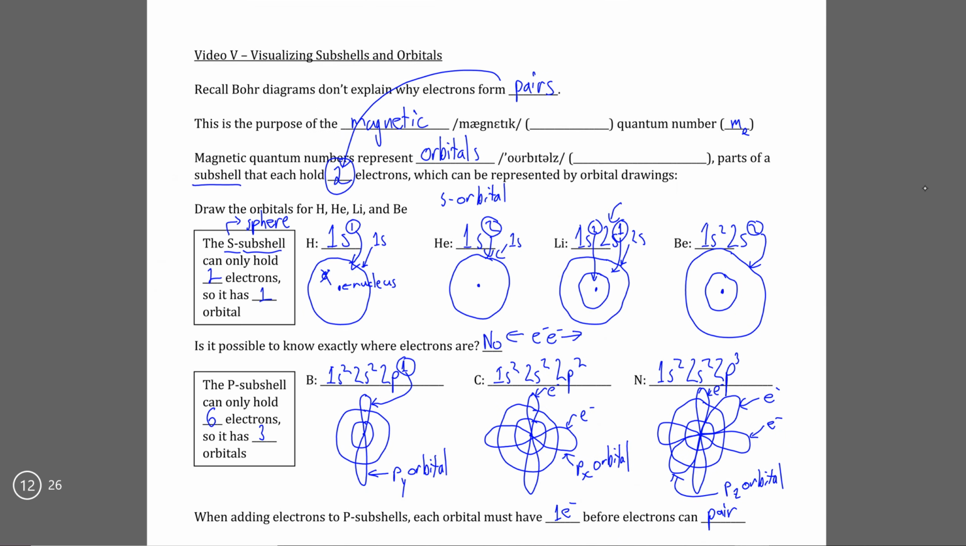In the next video, we're going to be looking at the last quantum number and completing the puzzle about how the quantum notation system works.